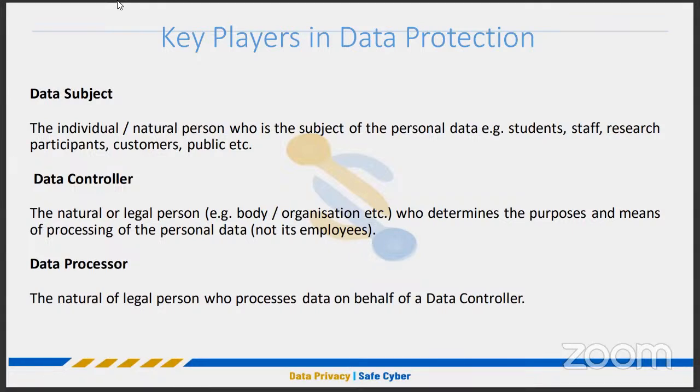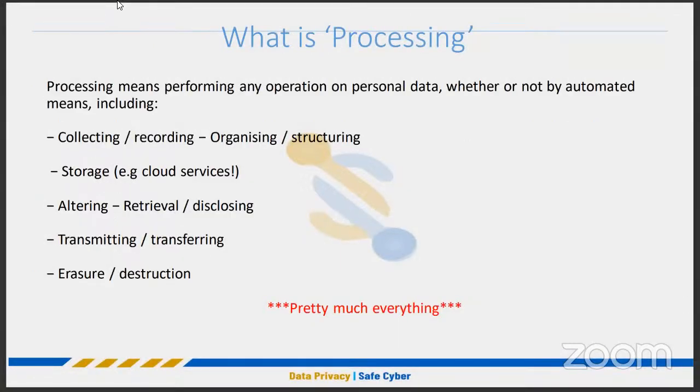Who is a data controller? A data controller is a natural or legal person. Could be a body, organization, an agency who determines the purpose and means of processing of personal data. Who is a data processor? A data processor is more like the agent of a controller. This person processes data on behalf of a data controller. So moving on, I'm sure this will come into perspective as I go on.